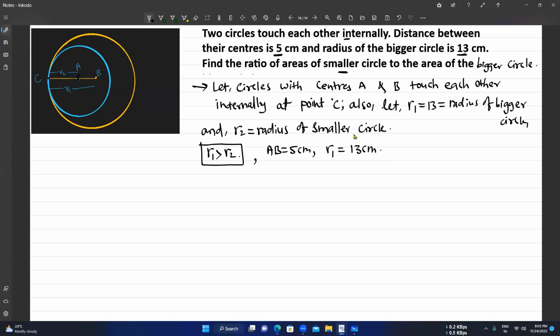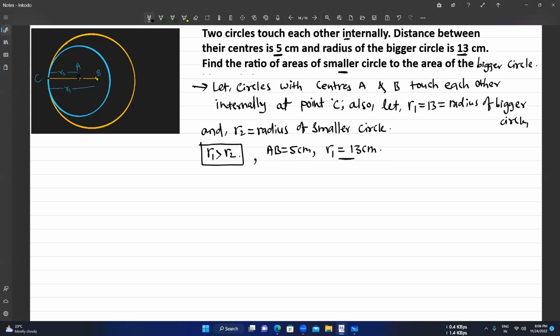Now, to find the ratio of areas of these circles, we must know the radii of each circle. So we have the radius of the bigger circle, which is given. Now we have to find the radius of the smaller circle. To find that, we have to use the concept of internally touching circles. So what is the property of two internally touching circles? What does the property state exactly?